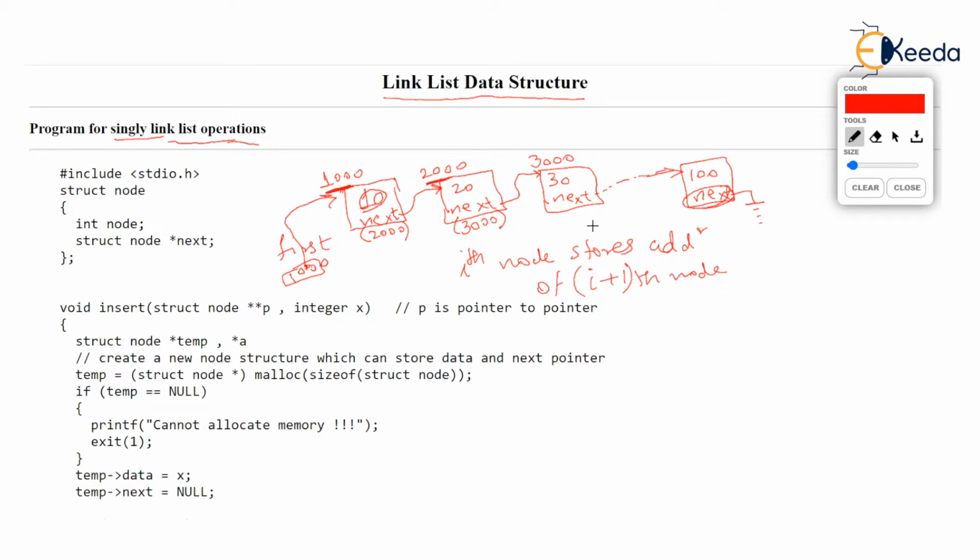So the list typically starts from the first pointer. First pointer will tell us where is the first node. Once we locate the first node, only then we will know where is the second node. Second node will tell us the address of the third node, and so on. And the last node tells that as next pointer is null, the list ends here. So we are going to create such a type of list.